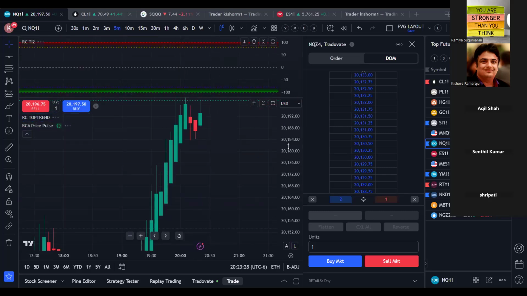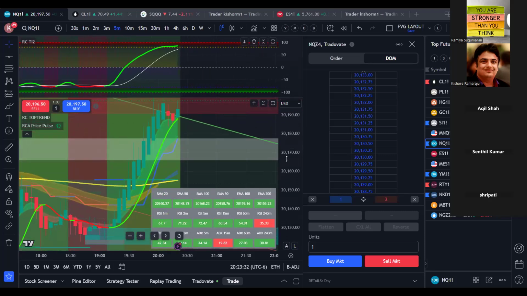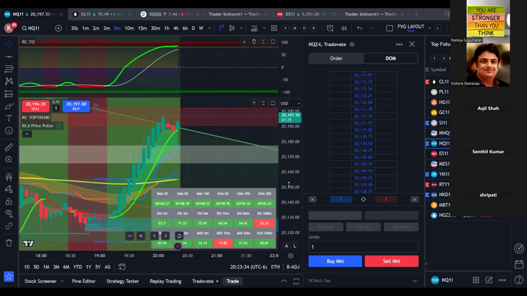As of now NQ and ES are very bullish. That is one reason we took bull put spreads for tomorrow.